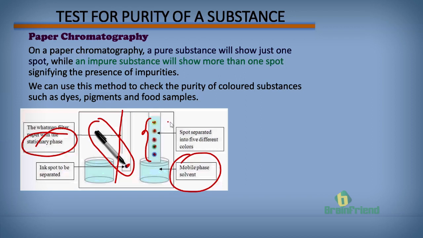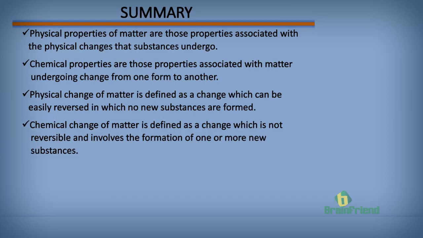We can use this method to check the purity of colored substances such as dyes, pigments, and food samples. So we can use this paper chromatography method to check for the purity of different colored substances. That's not to say that we cannot use paper chromatography to test for colorless substances. So with this, we have come to the end of this lesson, okay?